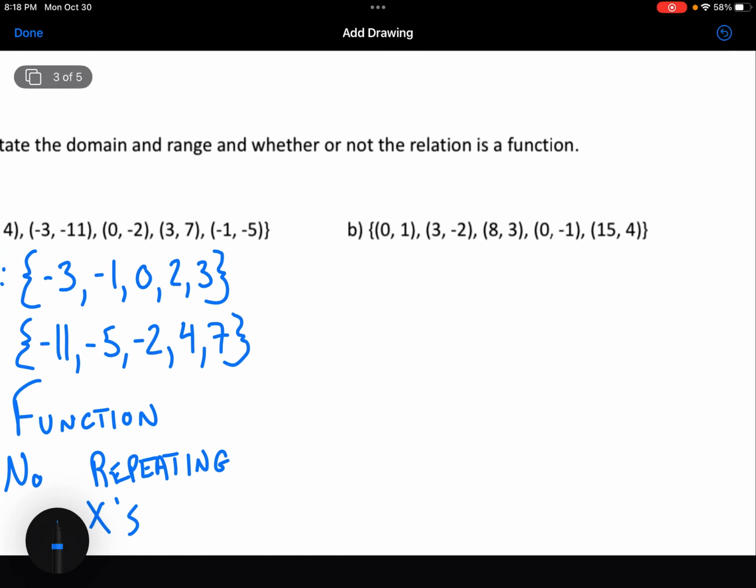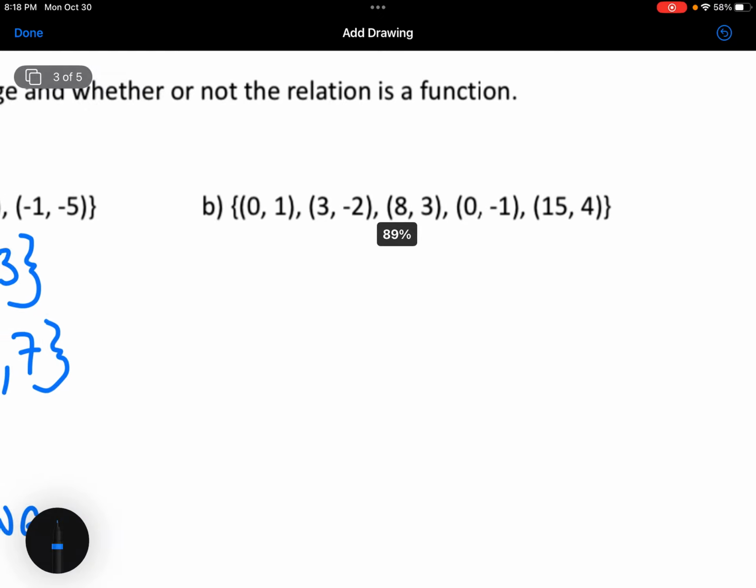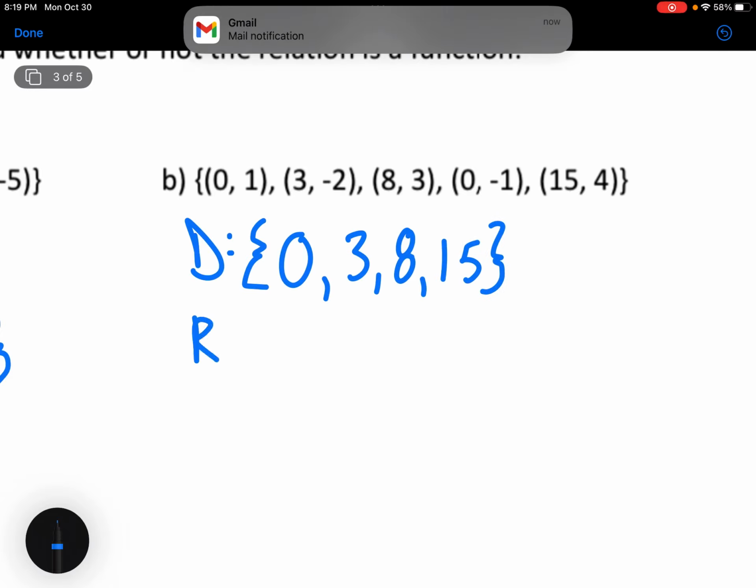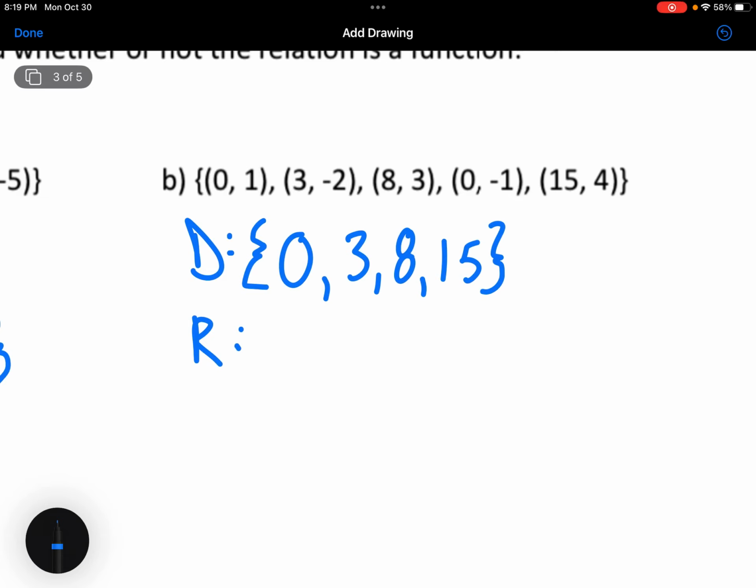Now, if I go over here and we do the same thing, we've got our domain and range. Our domain over here is going to be 0, 3, 8, and 15. And our range is going to be -2, -1, 1, 3, 4.